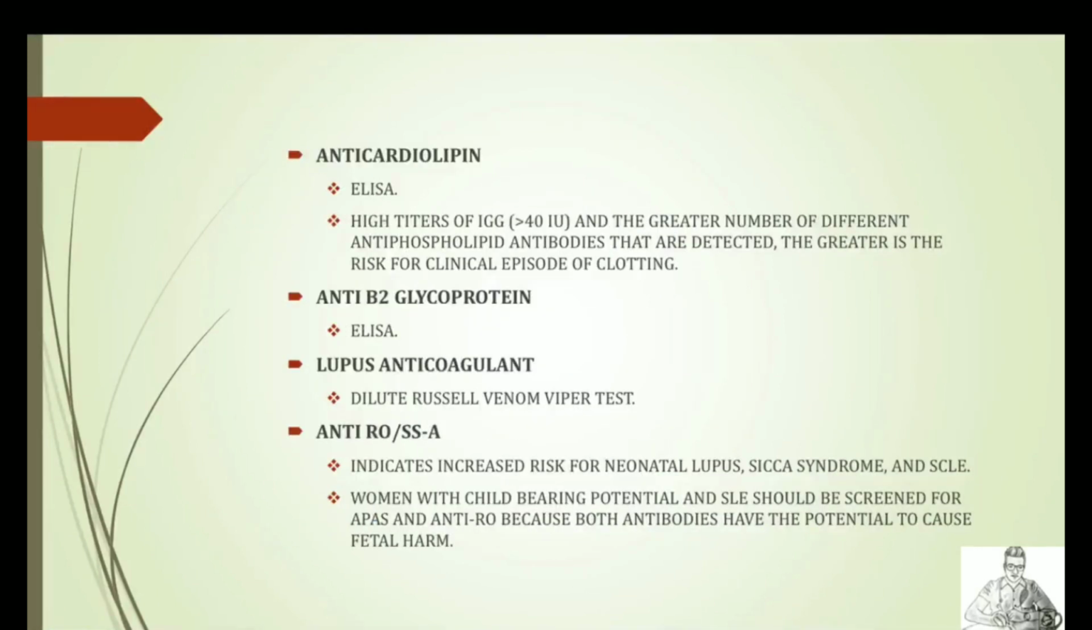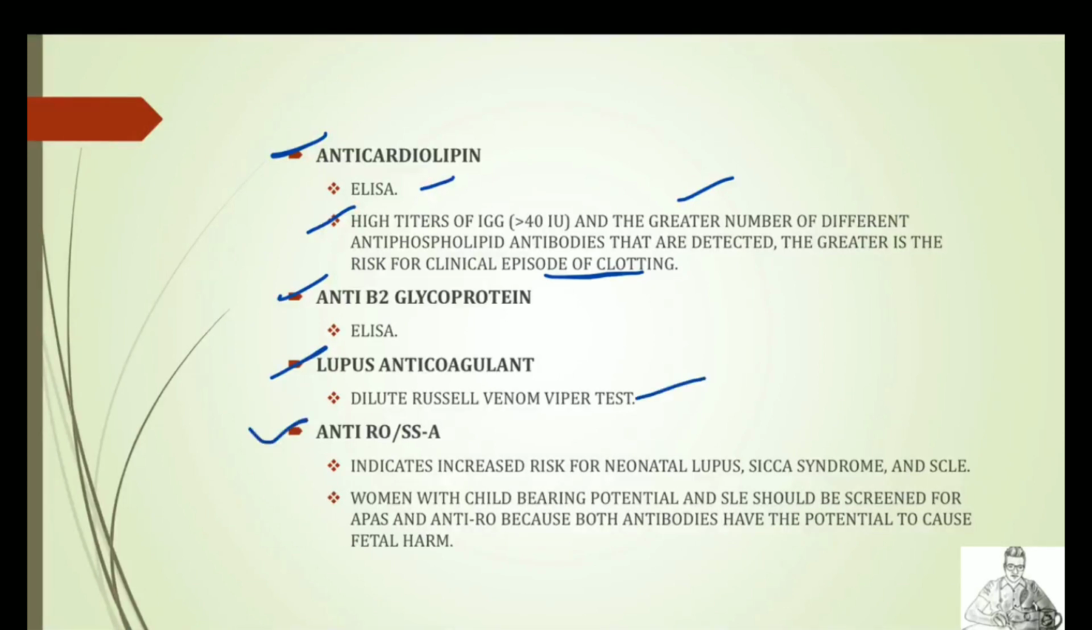Now in this slide we will talk about anti-cardiolipin, anti-beta-2-glycoprotein and lupus anticoagulant. These are also types of anti-phospholipid antibodies. For anti-cardiolipin, generally we perform ELISA, and patients with high titers of IgG, that is more than 40 international units, and also with a greater number of different anti-phospholipid antibodies are at increased risk for episodes of clotting. For anti-beta-2-glycoprotein we also perform ELISA, and for lupus anticoagulant we generally perform the dilute Russell viper venom test.